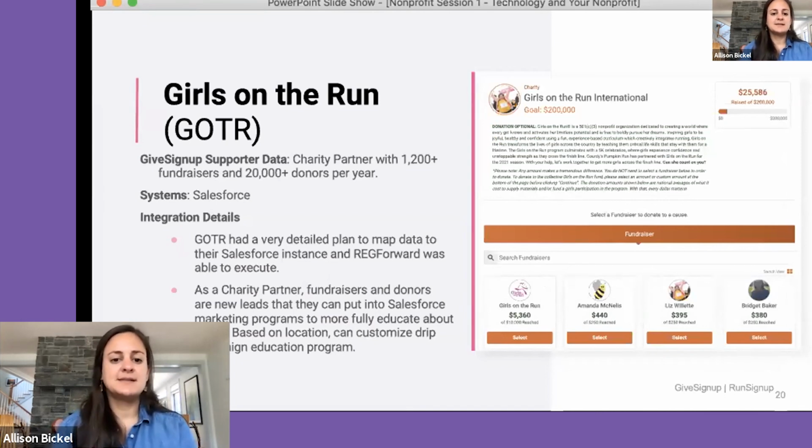Just a couple of quick examples of customers that have used RegForward for integrations. Girls on the Run uses GiveSignup, RunSignup as a charity partner. They have more than 1,200 fundraisers and 20,000 donors per year on our platform, which is a lot to manually import via a report. Their nonprofit CRM is Salesforce. They had a very detailed implementation plan for what they wanted for their integration, and RegForward was able to execute on that plan to automate that flow of data into Salesforce from GiveSignup, RunSignup.